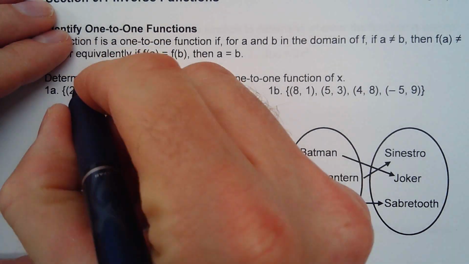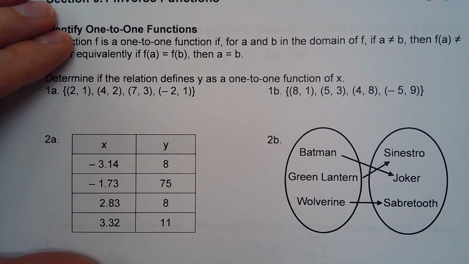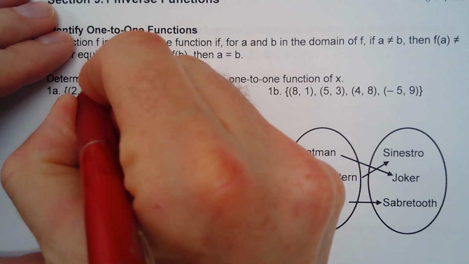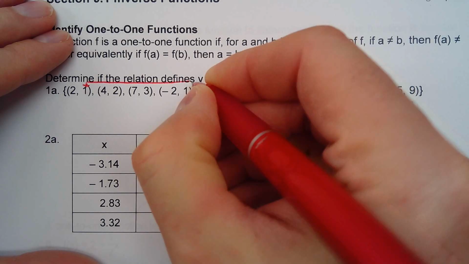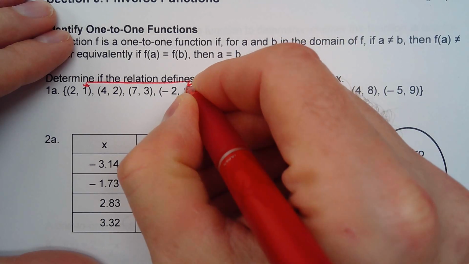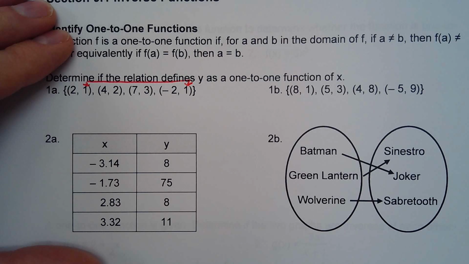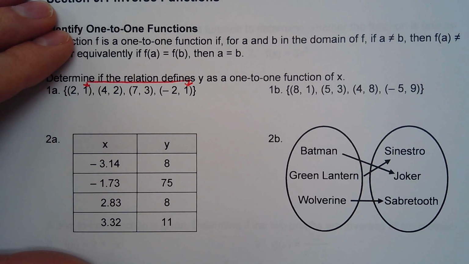But it's not one-to-one, because notice I've got a y value of 1 coming from a 2, and I have a y value of 1 coming from a -2. So this is a function, but it's not one-to-one.